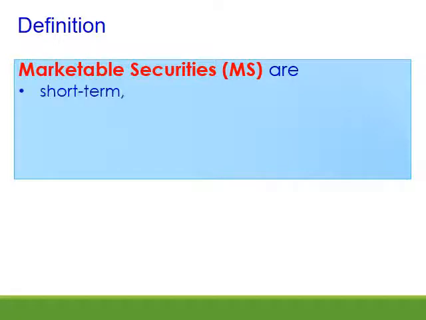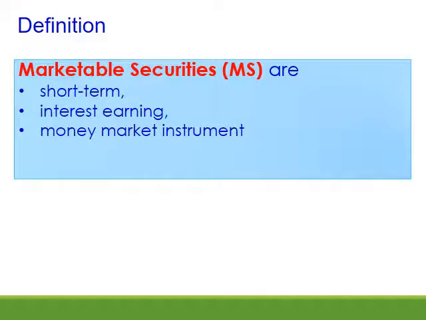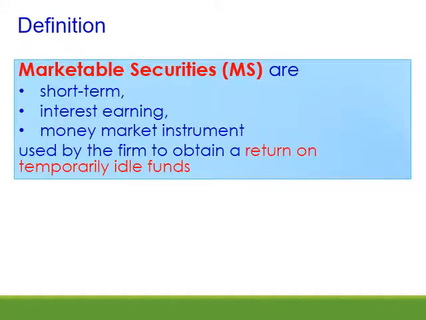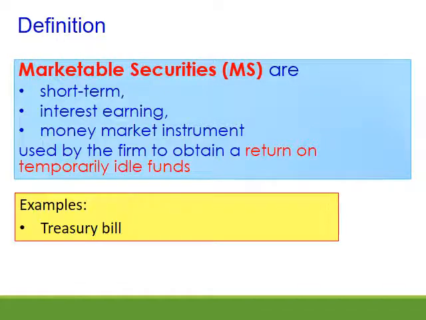Marketable securities are short-term, interest earning. It basically means it produces interest income for the business. Money market instruments used by the firm to obtain a return on temporary idle funds. Idle fund basically means money that is put in an account or in the cash register that does not produce any return. Examples of such marketable securities are treasury bills, which we'll touch on a bit more at the end of the lecture today.